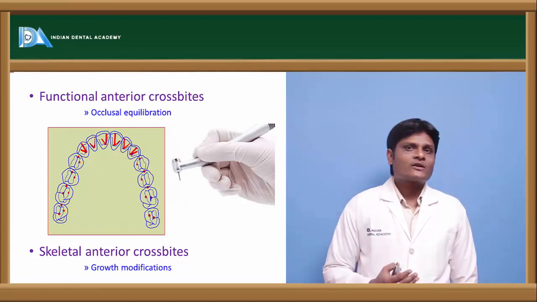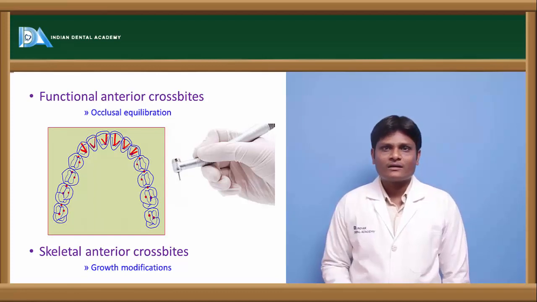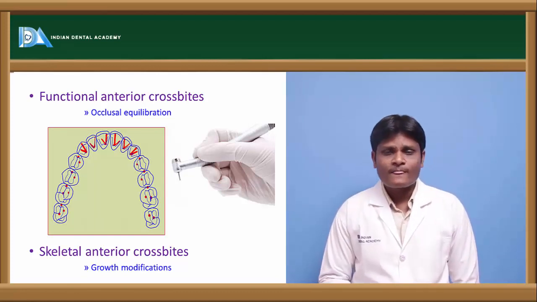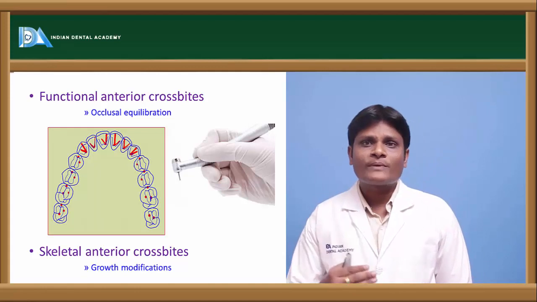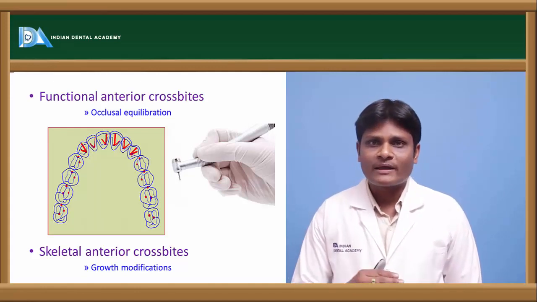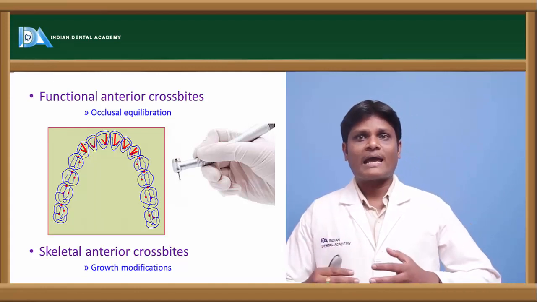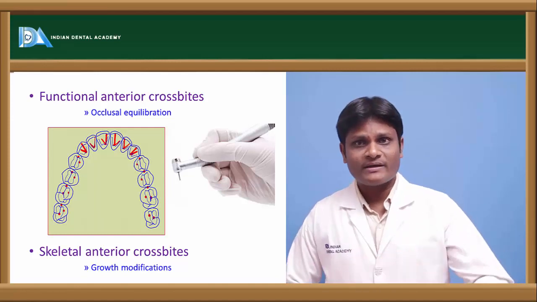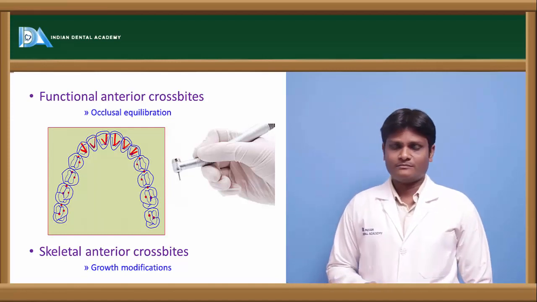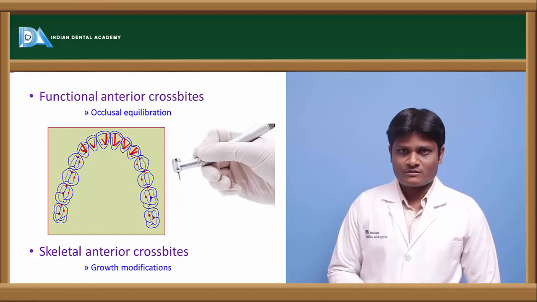If the anterior crossbites are not dental ones, if they are skeletal anterior crossbites, then we can use an appropriate orthopedic appliance or functional appliance to prevent its further aggravation into a more complicated skeletal class 3 malocclusion. Okay.